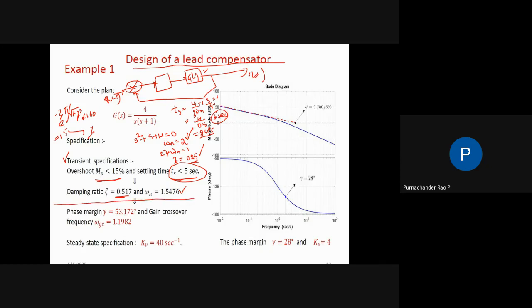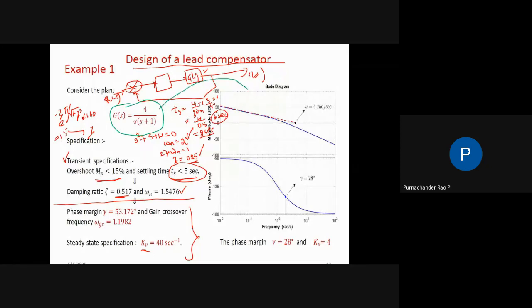Now, from the frequency domain specifications, the phase margin is 53.172, the gain crossover frequency is 1.192, and the steady state specification is Kv of 40. Steady state specification means the velocity constant here, because it is a type 1 system. The system is of type 1, and therefore we look at Kv. So we need to have a Kv of 40. But for the given system, what is the system here?